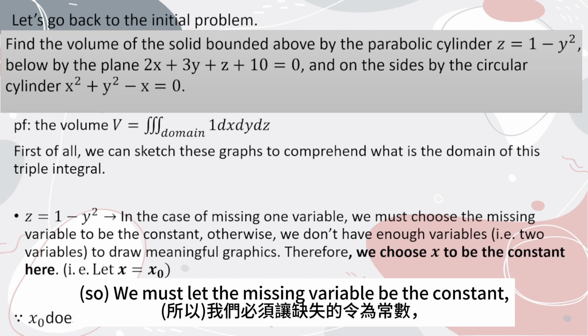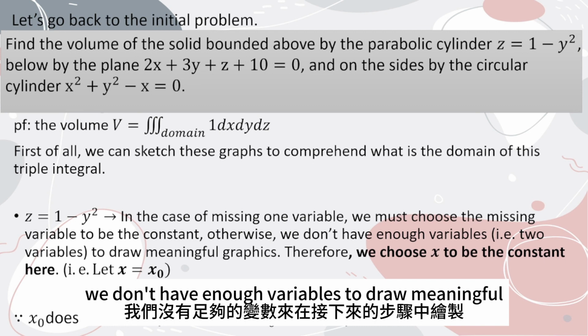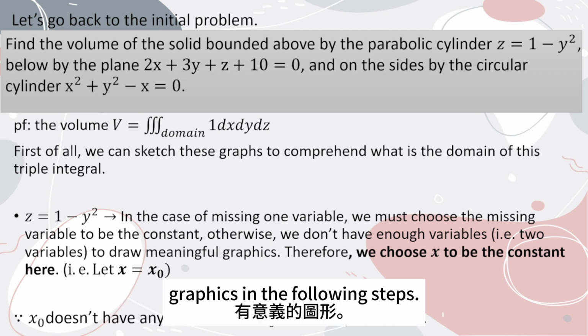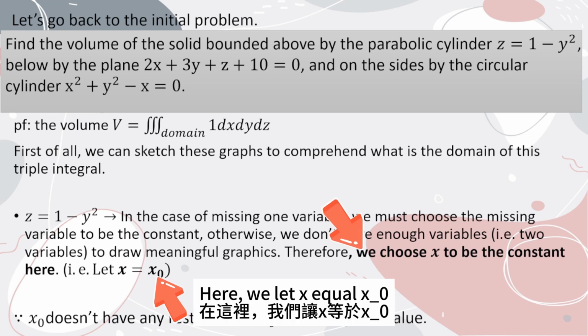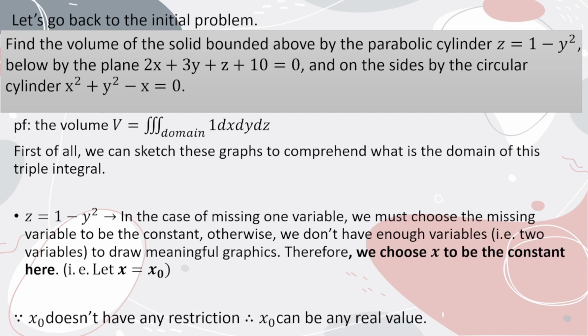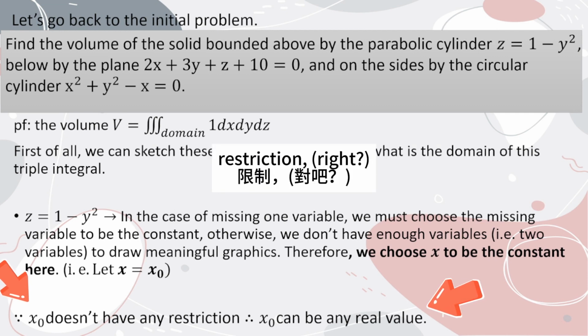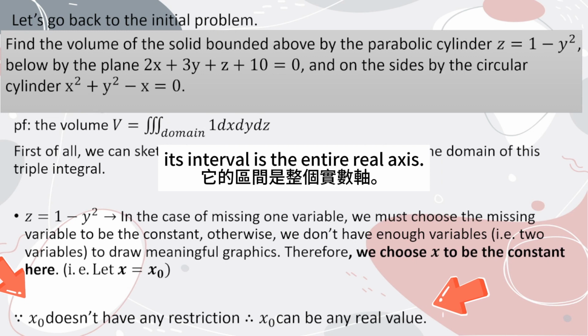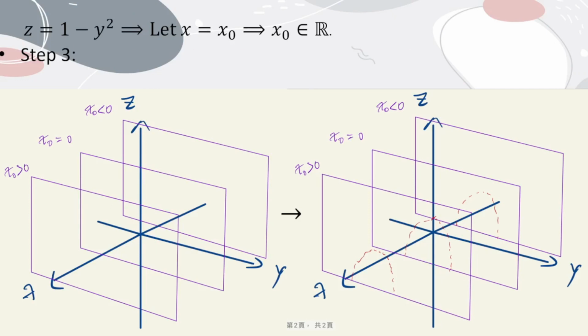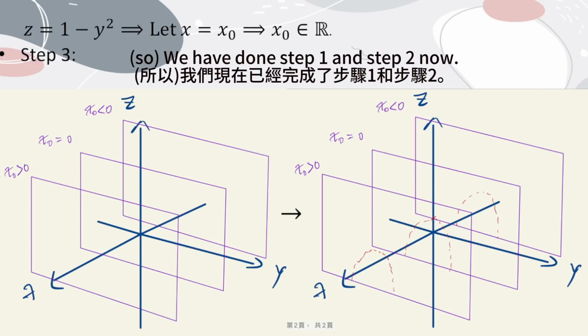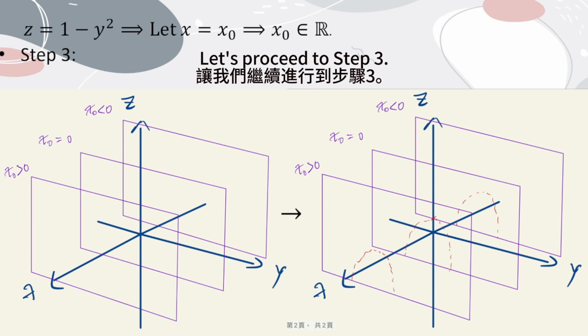So we must let the missing variable be the constant. Otherwise, we don't have enough variables to draw meaningful graphics in the following steps. So here we let x equal x sub 0. Since x sub 0 doesn't have any equation to be its restriction, its interval is the entire real axis. Okay, so we have done step 1 and step 2 now. Let's proceed to step 3.